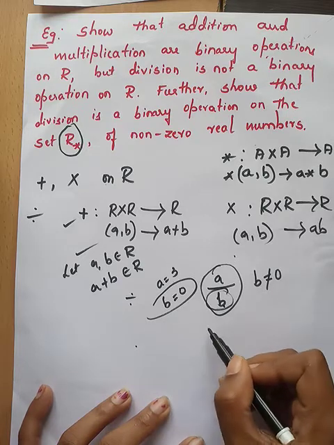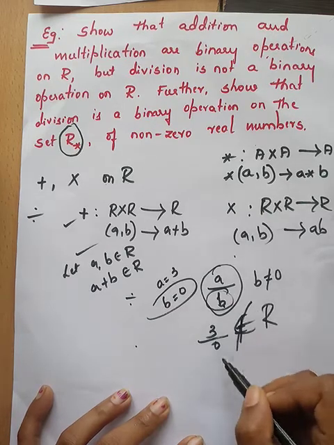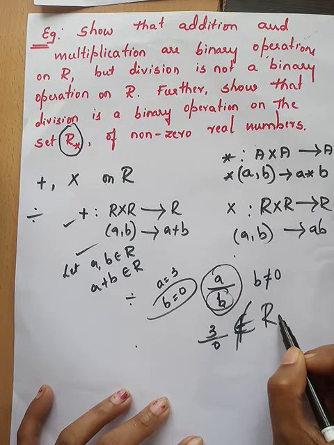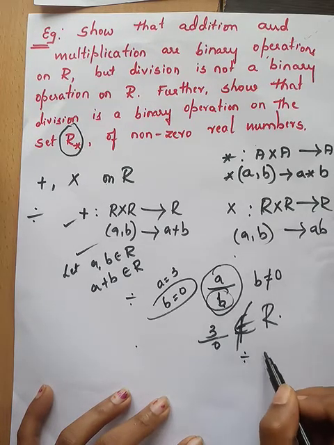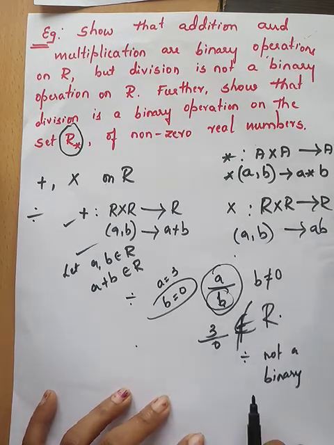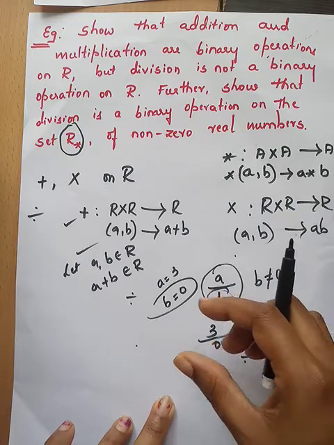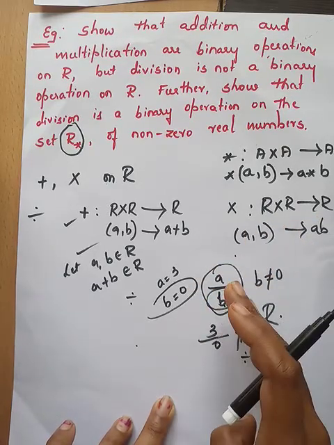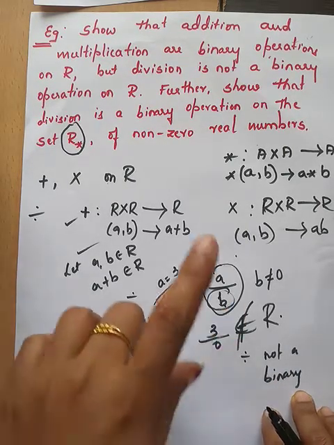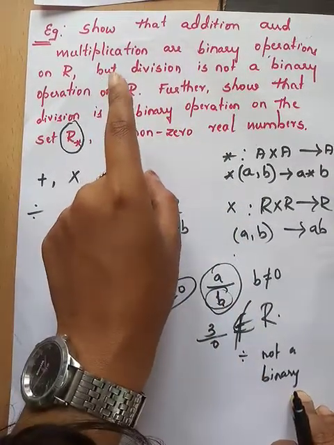So what does that mean? For 3 by 0, you won't get a real number. Whatever the answer is, it is not defined. That answer does not belong to the real numbers, which says that division is not a binary operation. Why is it not a binary operation? When you do 3 by 0, it doesn't give you a real number. It doesn't give you an answer which belongs to the real numbers. So this particular division is not a binary operation on the set of real numbers. Remember, this is not a binary operation on the set of real numbers.